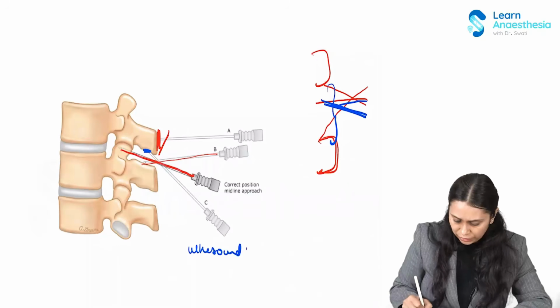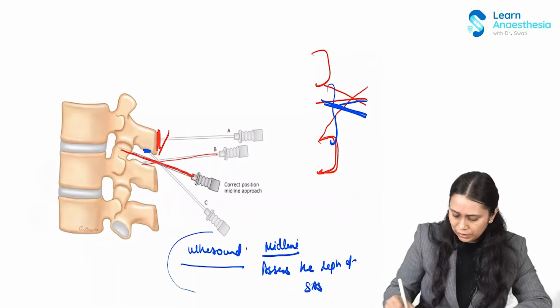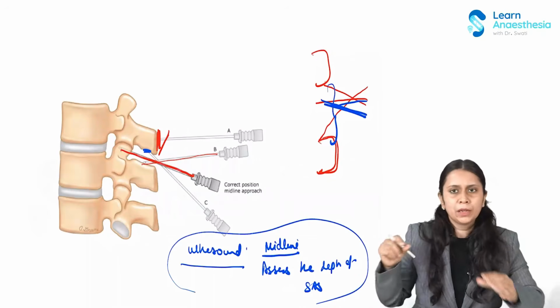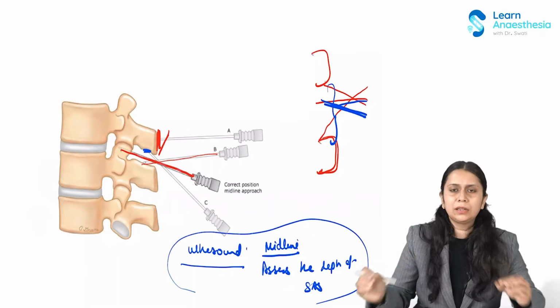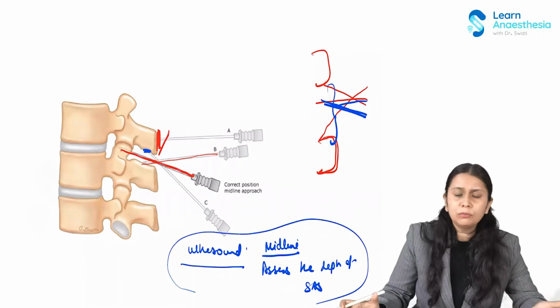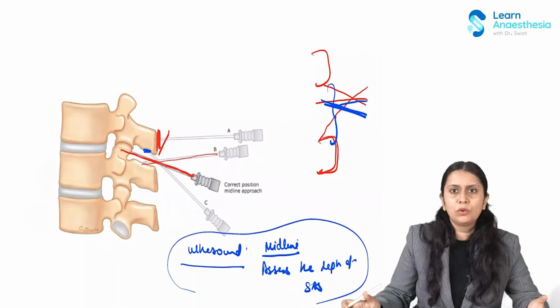Ultrasound will tell us two things. It will help us in identifying the midline, and it can also help us in assessing the depth of the subarachnoid space. So in difficult cases, I would always do a pre-procedure ultrasound. Ultrasound during the procedure is not practiced at most institutes. Pre-procedural ultrasound is much more helpful.